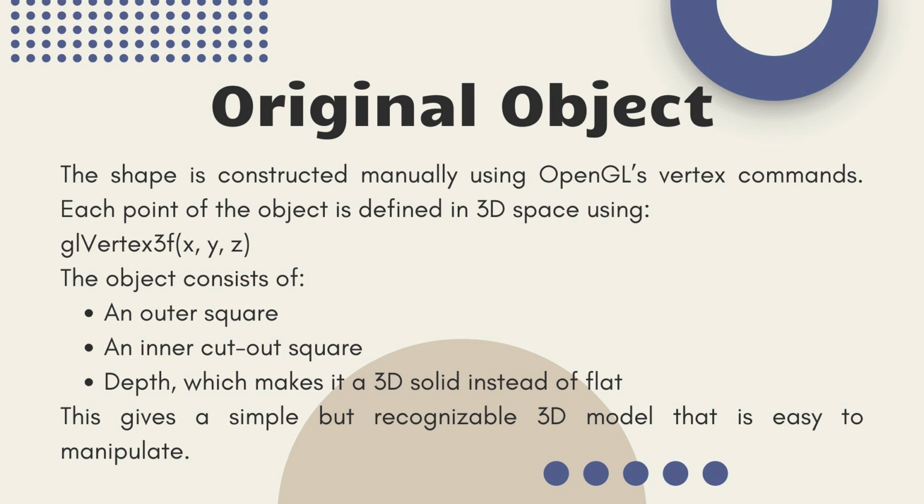Original object. The shape is constructed manually using OpenGL's vertex commands. Each point of the object is defined in 3D space using glVertex3f(x, y, z). The object consists of an outer square and an inner cutout square with depth, which makes it a 3D solid instead of flat. This gives a simple but recognizable 3D model that is easy to manipulate.